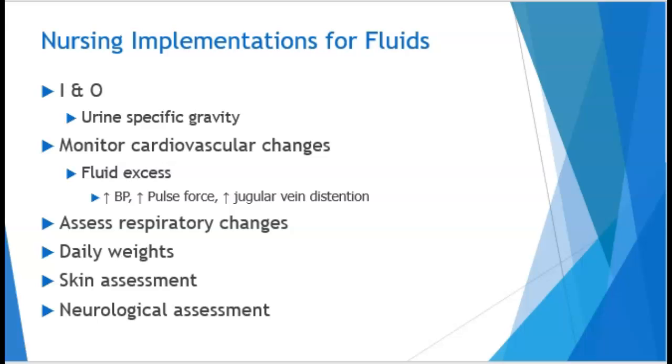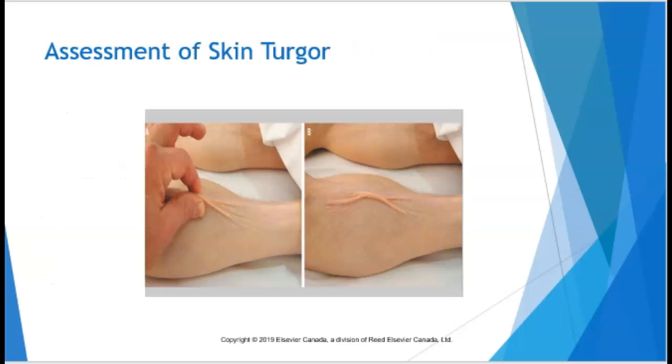So we would see changes in that blood pressure. If there is a volume excess, we would see an increase in their pulse force. We would see an increase in that jugular vein distension. We would watch them closely for respiratory changes. Again, if it's a fluid excess, we might hear some crackles or some noises in the lungs indicating that we've got some fluid in the lungs. We would want to monitor their weights daily. We would do skin assessments to watch for dehydration or edema, and we would do neurological assessments.